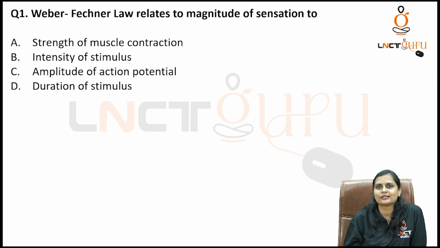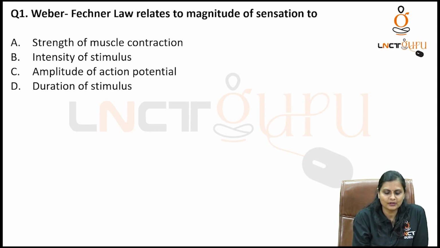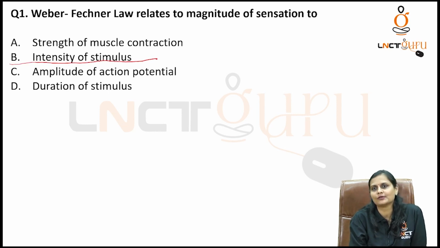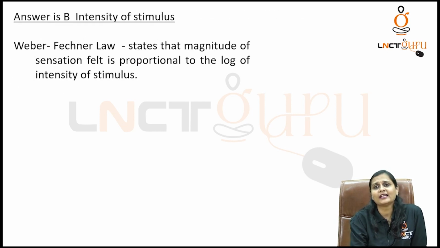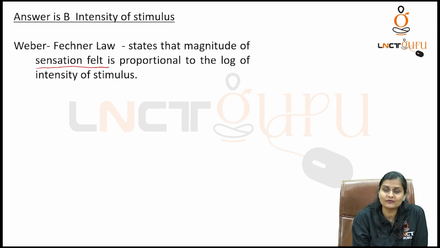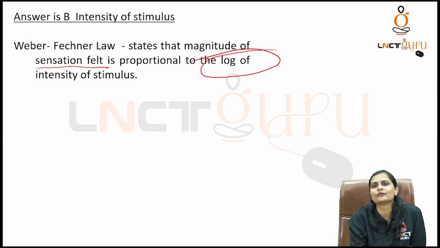The Weber-Fechner's law relates the magnitude of sensation to option A, strength of muscle contraction, option B, intensity of stimulus, option C, amplitude of action potential, and option D, duration of stimulus. The answer for this question is option B, that is intensity of the stimulus. This is a very important law in physiology, which states that the magnitude of sensation which you are feeling is proportional to the log of intensity of the stimulus.